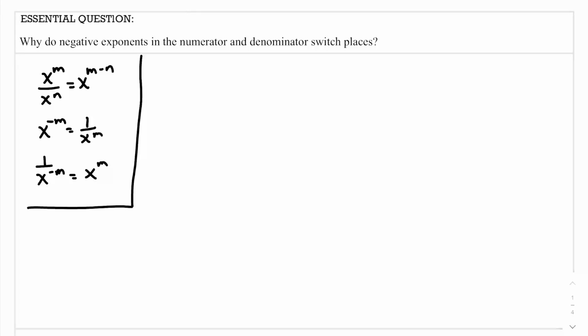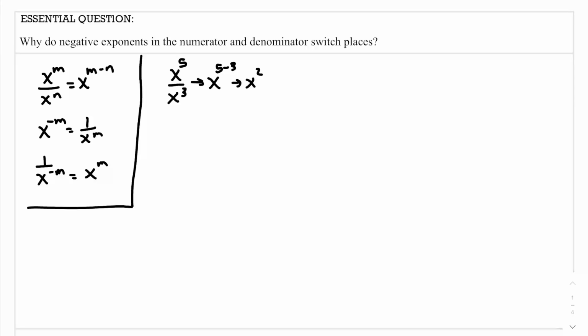So first of all, let's just start with a basic x to the fifth over x cubed. So our quotient rule says that we subtract those. So we would have x to the 5 minus 3 power, which becomes x squared. So we can all agree on that. Most people understand that rule.